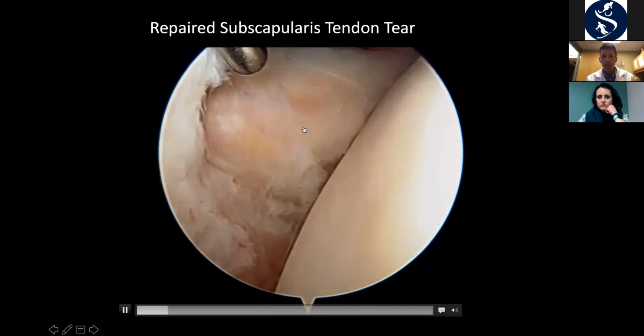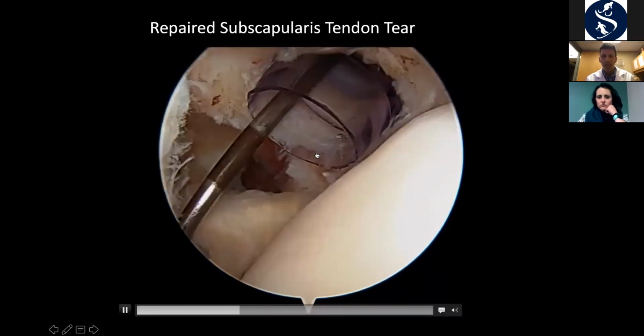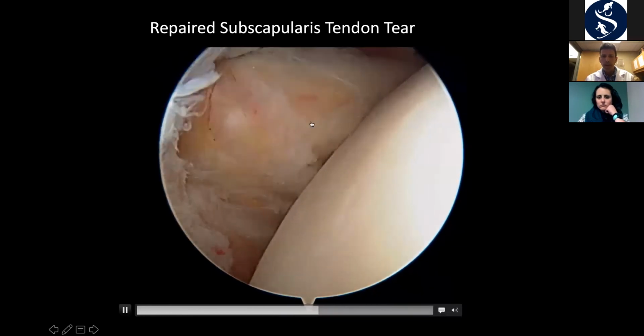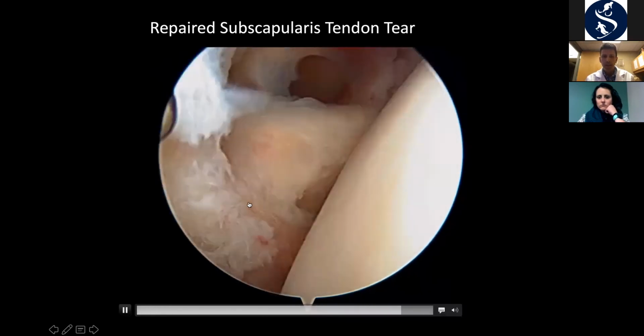So this is the after picture. And I have this little probe, this metal probe. I'm just probing to make sure the repair is in place. And that's the repaired tendon right there.